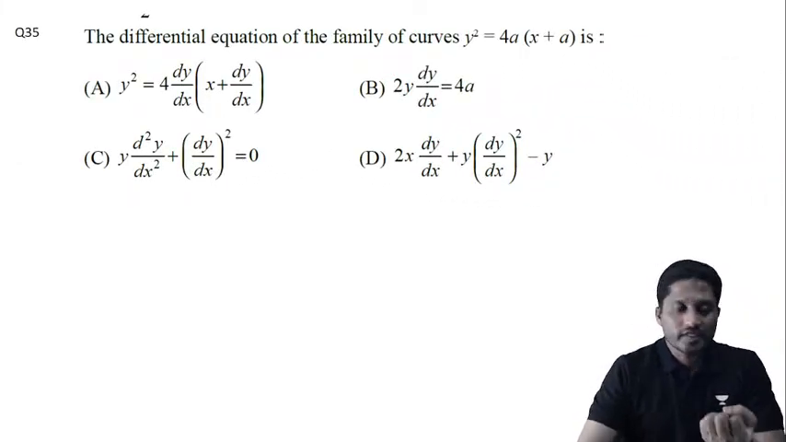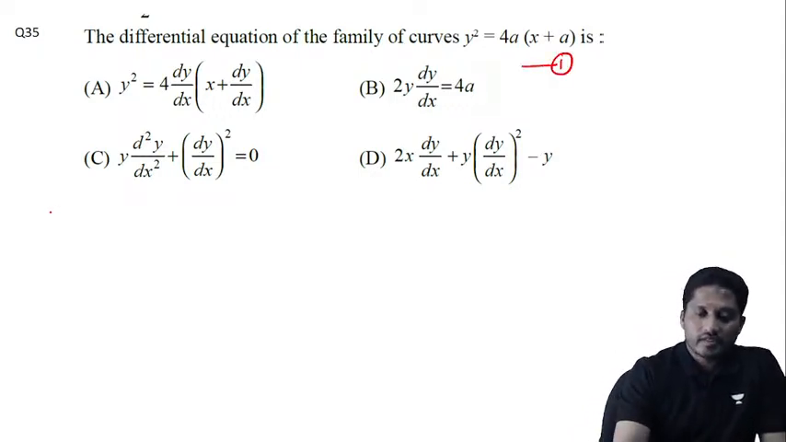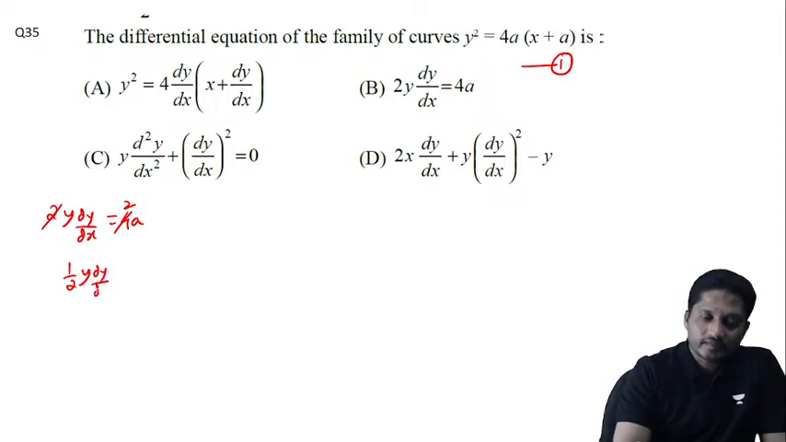Okay, the differential equation of family of curves. There's only one constant, right? So you have to differentiate once only. You get 2y into dy by dx. Differentiation of 4ax is 4a. This will cancel 2 times. 1 by 2 into y into dy by dx is equal to a.